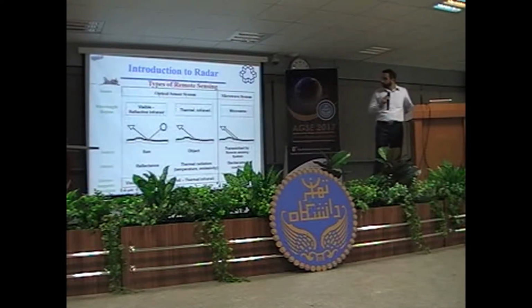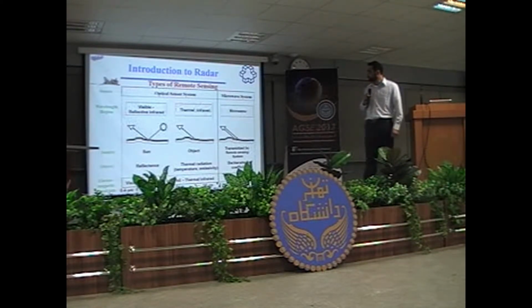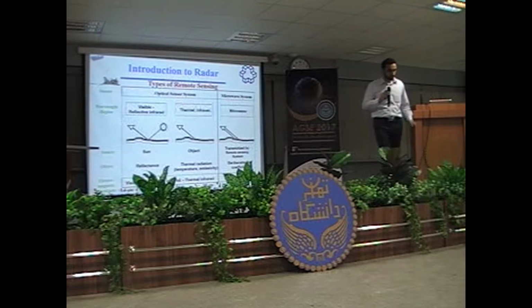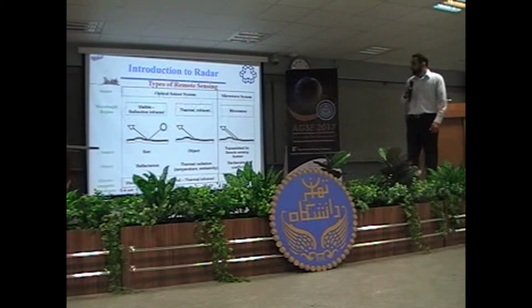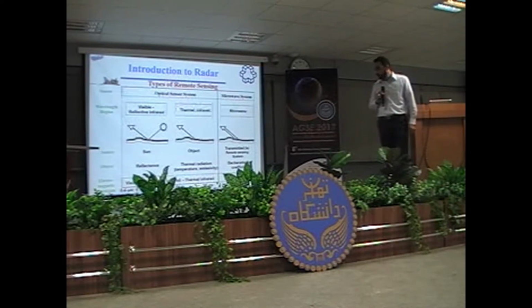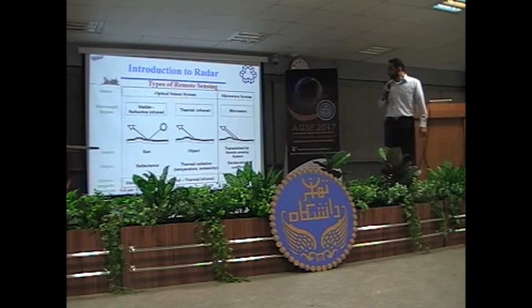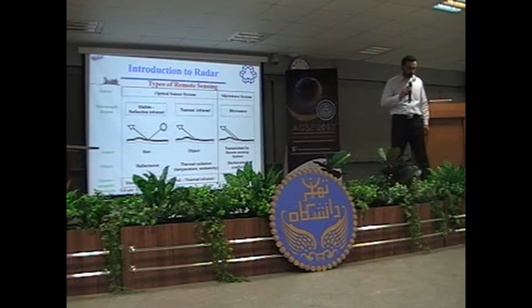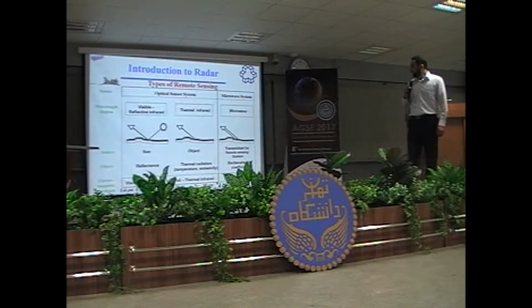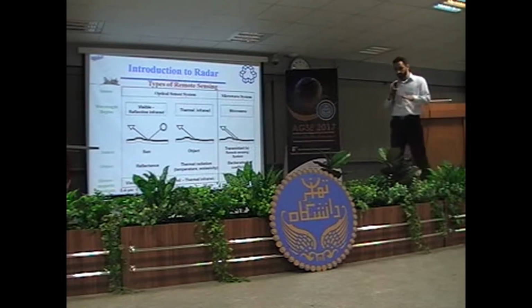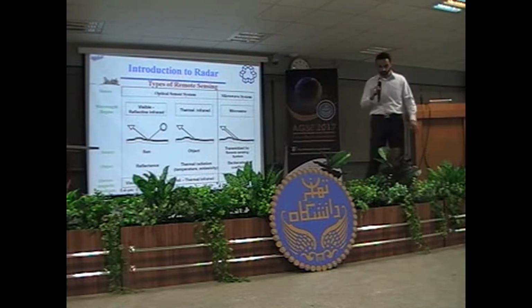So basically, in terms of the electromagnetic wave spectrum, there are three types of remote sensing. The first one is optical remote sensing, which covers the visible and near infrared part of the spectrum. The second is thermal remote sensing, which uses the thermal infrared. And the last is microwave remote sensing, in which we have both passive microwave and active microwave remote sensing.